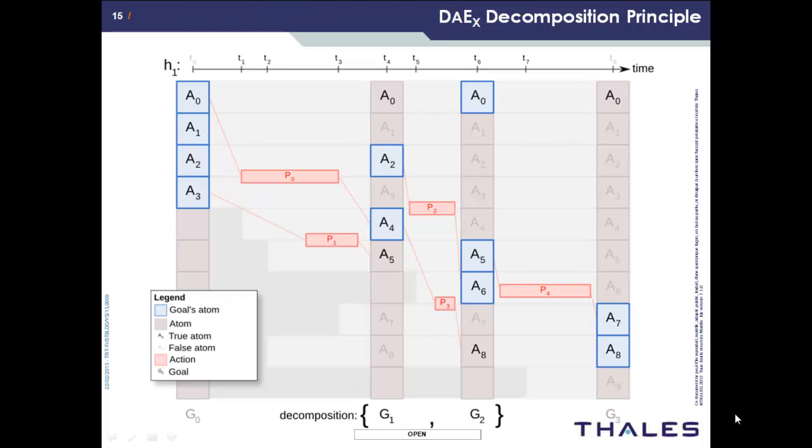Let me now describe the decomposition principle more precisely. What you can see here is a timeline that goes from an initial state to a state satisfying the goal conditions. The timeline has been discretized thanks to the H1 heuristic, which gives us the earliest dates at which the various atoms in the STRIPS universe can occur in the plan.